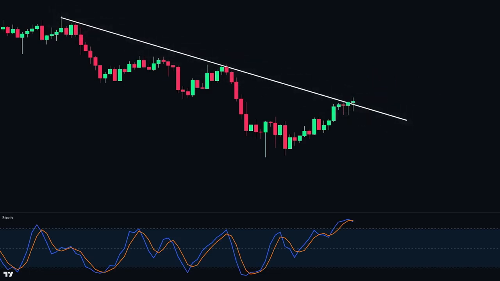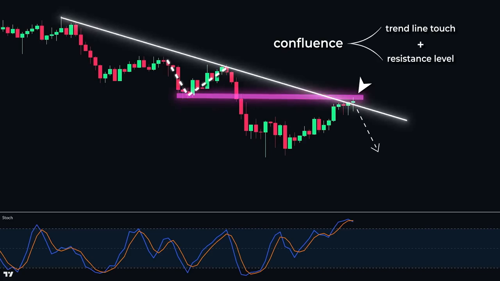Now, an interesting thing about this specific setup is that this area where price touches the trend line also seems to align with a support-turned-resistance level here. This is called confluence, and usually, it's a sign that price has a higher chance of bouncing off that key level because of the two key levels converging.